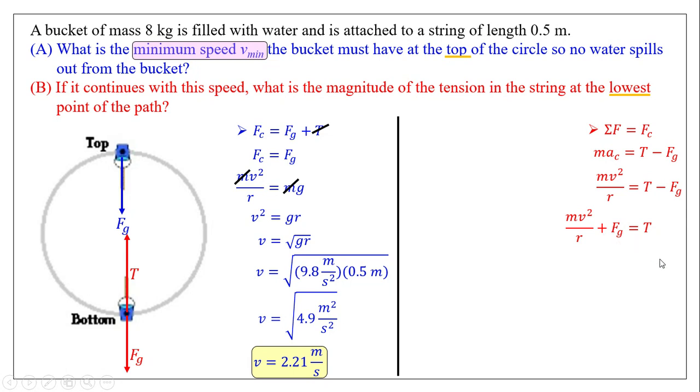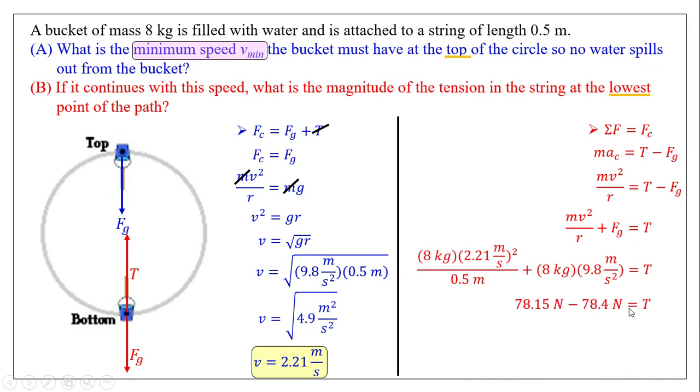And then really here we know everything already. We know m is 8 kilograms. We know v: it says in part B if it continues with this speed. So whatever I found in part A, I'm just going to use it. So 2.21, square it, and then I'm going to divide by r, which is 0.05 meters. And then F of g is mass times gravity. Here's mass, which is 8 kilograms. Here is gravity. But again, I put in a positive 9.8 here because the negative sign was already taken care of for you in the second line of my work at the very top, where I'm circling with my cursor. So here, don't plug in a negative, plug in a positive.